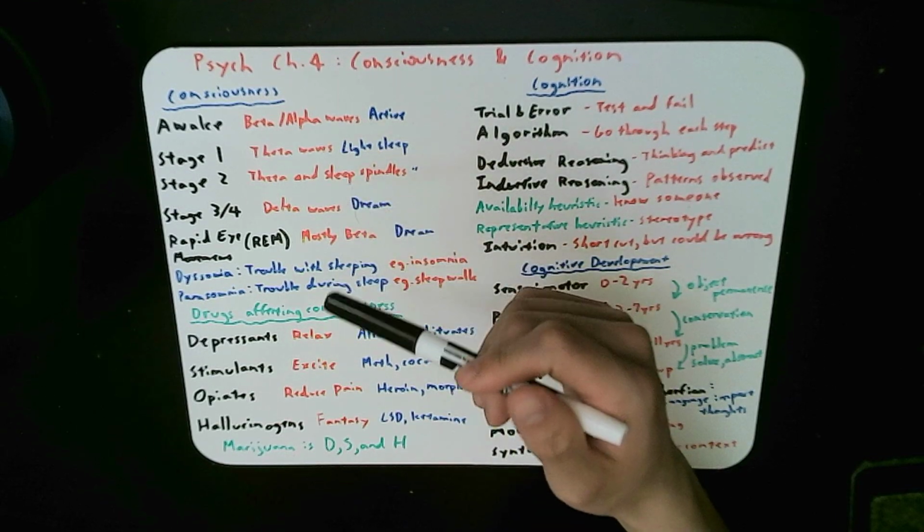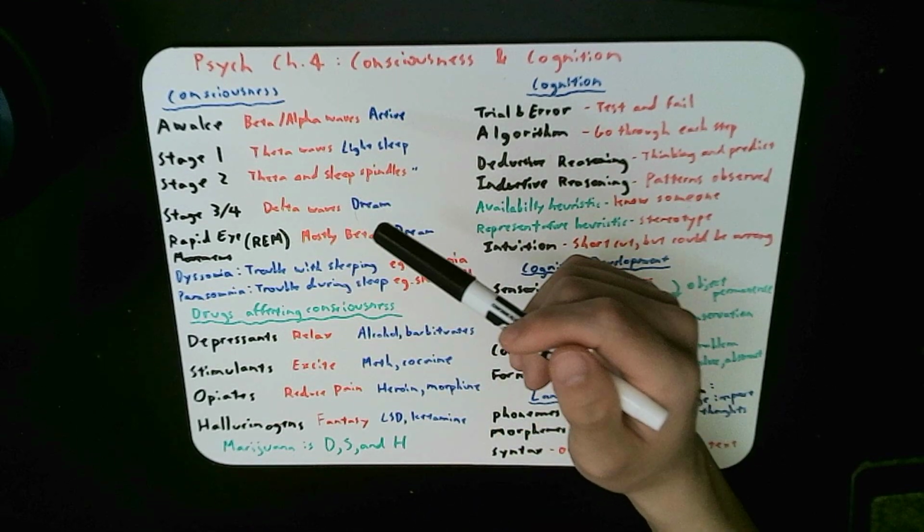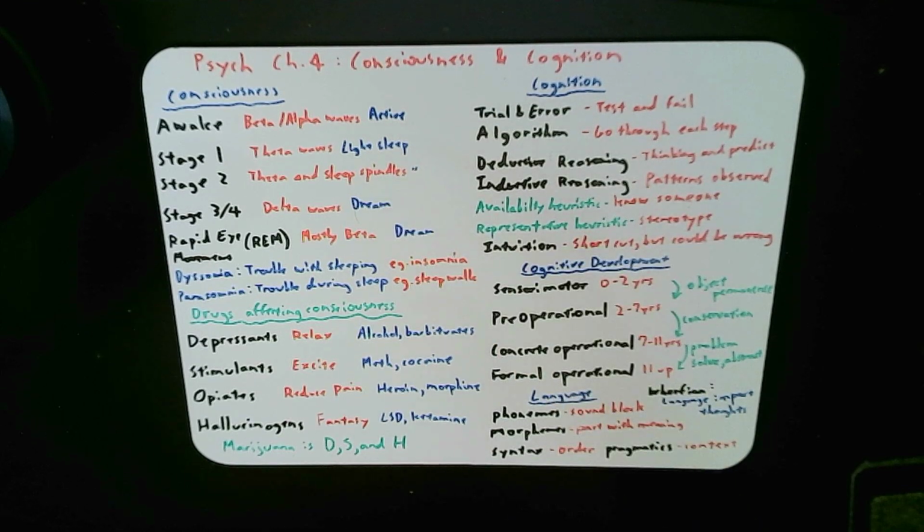So in stage 1 and 2, you're still barely falling asleep, and you might experience that sudden jerk up. If no outside stimulus happens, you just suddenly jerk awake in the middle of class. That's when you're still in stage 1 and 2.